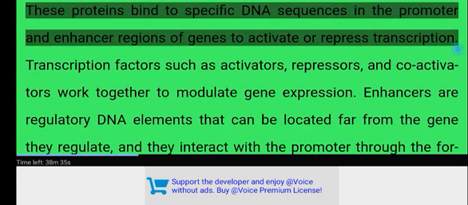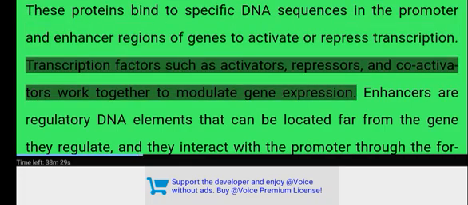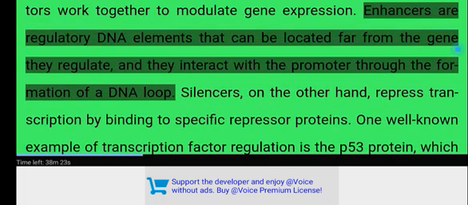These proteins bind to specific DNA sequences in the promoter and enhancer regions of genes to activate or repress transcription. Transcription factors such as activators, repressors, and co-activators work together to modulate gene expression. Enhancers are regulatory DNA elements that can be located far from the gene they regulate, and they interact with the promoter through the formation of a DNA loop.